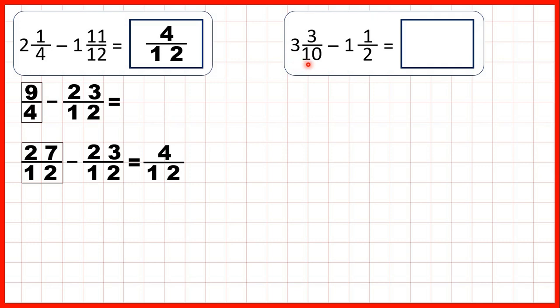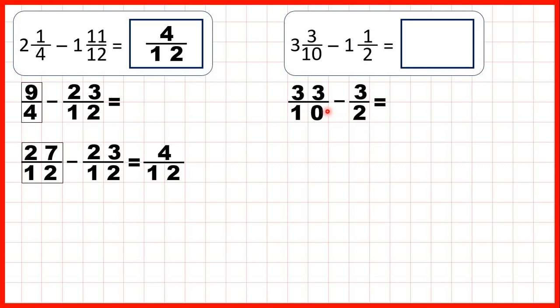Now we have 3 and 3 tenths minus 1 and a half. We can change both of these mixed numbers into improper fractions. 3 times 10 is 30, plus 3 is 33. So that's 33 tenths because the denominator stays the same. We're subtracting 1 and a half, but we can turn that into an improper fraction as well. 1 times 2 is 2, plus 1 is 3, and the denominator stays the same, so 1 and a half is the same as 3 halves.